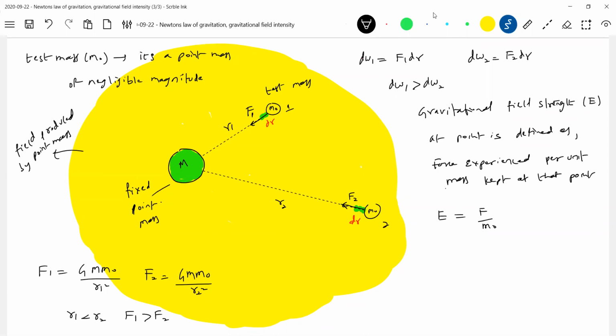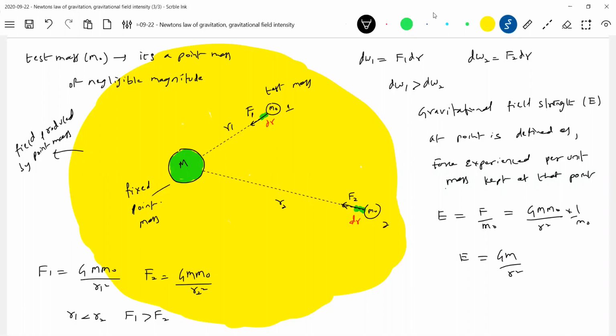Then you may think that it is only the test mass. It can be any mass. For the time being, I'm assuming a test mass here. So this should be G M M naught by R square into M naught. So this will cancel out. So it is G M by R square.